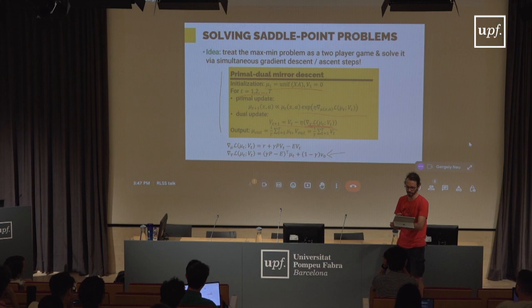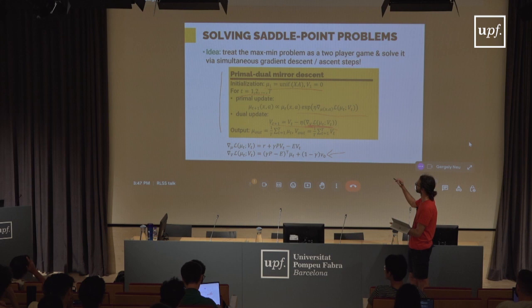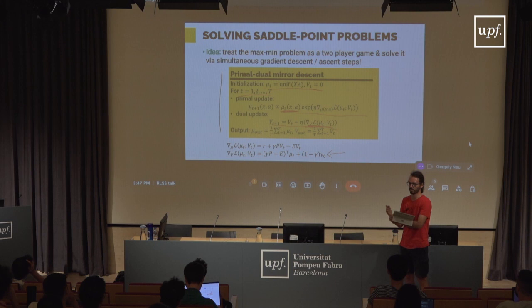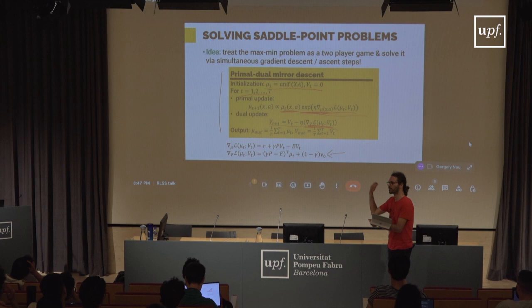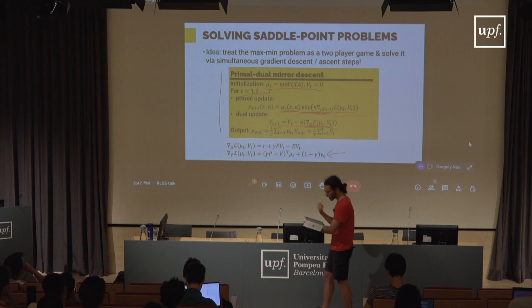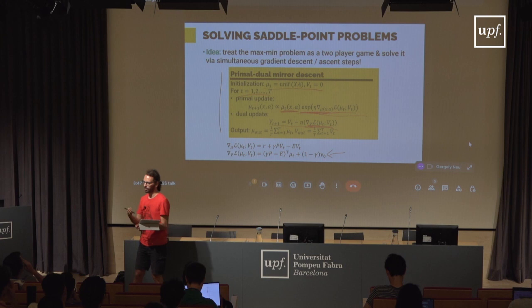So this is something that makes sense for probability distributions, because you can see that if this mu t is a probability distribution and it has non-negative entries, then of course after multiplying with an exponential function, this is still going to be non-negative, right? So I don't need to project back to the domain. But it has many beautiful properties as well. So this algorithm is simple enough, right? You just do primal dual gradient descent, essentially, for both players.